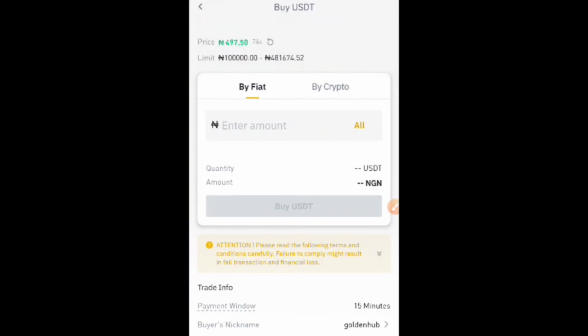Fiat is your naira from your bank account. So you put in the amount you want to buy. The minimum the person says is 100,000 naira. So let's say you're buying the one of 100,000. When you click buy, it will enter your payment window. The person is buying it from you, and you're paying the person, depositing 100,000 naira to the person's account, and the person is going to send you USDT of that amount. So you now click on buy.